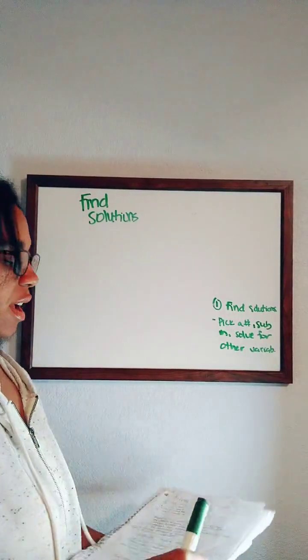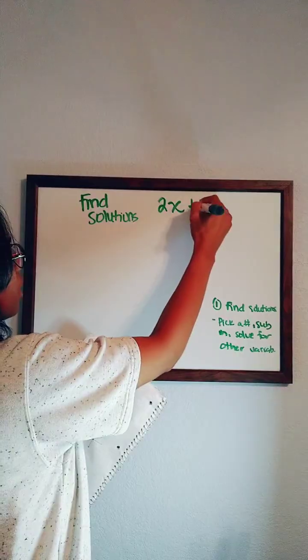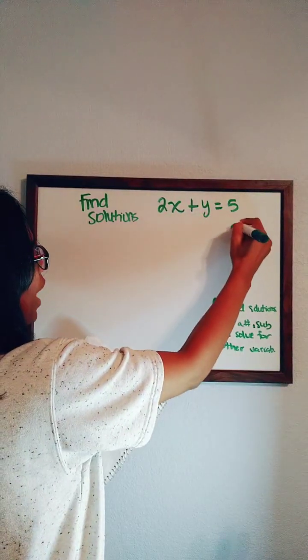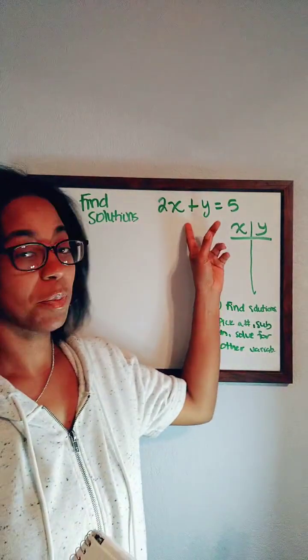Okay. So let's just find solutions for a graph. Let's say if I gave you 2x plus y is equal to 5, and I want you to find the solutions for x, y. So the solution means what?